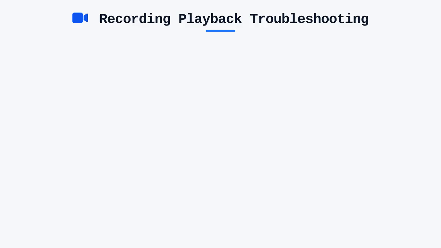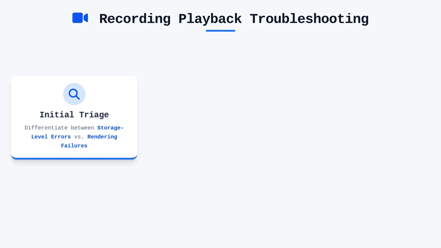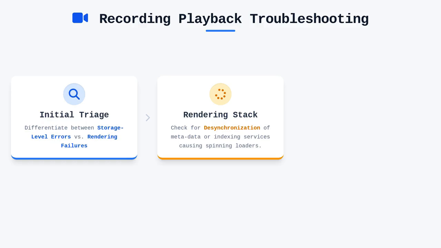If users report that they cannot play back recordings via the web interface, we must differentiate between storage-level errors and rendering failures. Sometimes the raw media file is safely stored, but the metadata or the indexing service responsible for the web viewer has become desynchronized. This corruption or failure in the rendering stack often manifests as a spinning loading indicator or an error message indicating that the file is unavailable.